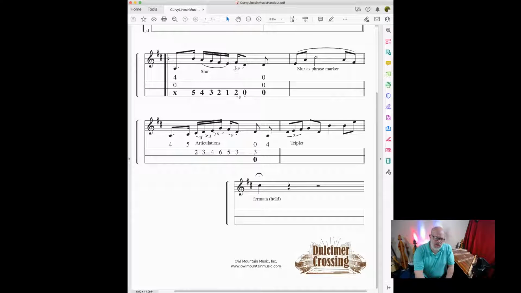The next use of these curvy lines is this one, which is broken up by a P, which means pull off. It's an articulation that is used in stringed instruments that are not a hammered dulcimer, because even if you're plucking, you can't really use a pull off on it. A pull off is a twofer. You're getting two notes for the price of one.